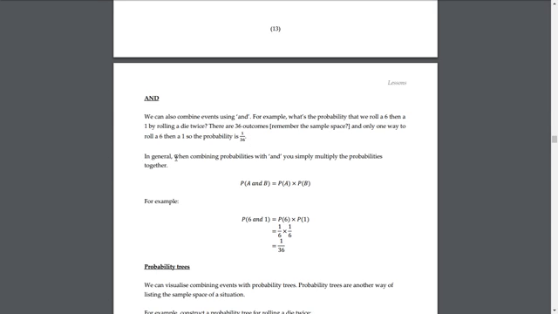In general, when combining probabilities with AND, you simply multiply the probabilities together. For example, P of A and B is P of A times P of B. Specifically for the example we were using up here, the probability of rolling a 6 and then a 1 is the probability of 6 times the probability of 1, which is a sixth times a sixth, which is 1 over 36. So it makes sense based on what we already know, since we're getting the same answers, but again it's a more robust way of looking at things.